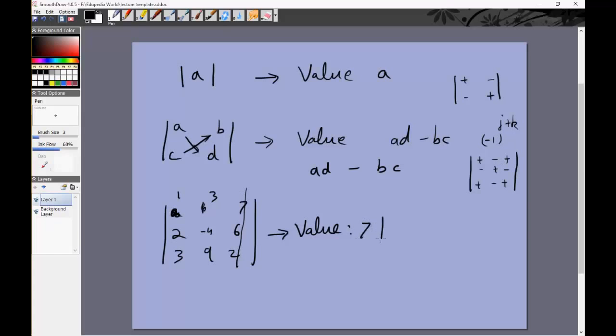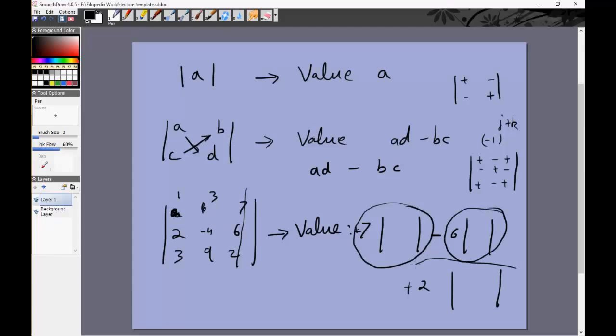So first we'll take 7, we'll take a determinant with that. We'll take 6, we'll take a determinant with that. And we'll take 2 and we'll take a determinant with that. And this will have a plus sign, this will have a plus sign, this will have a minus sign. So this term minus this term plus this term.